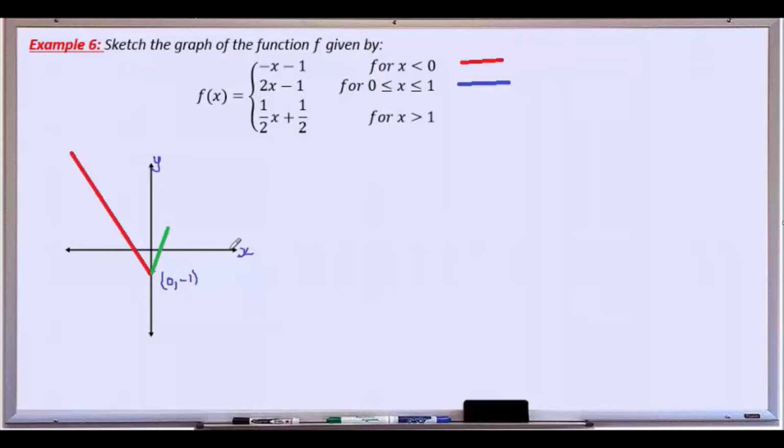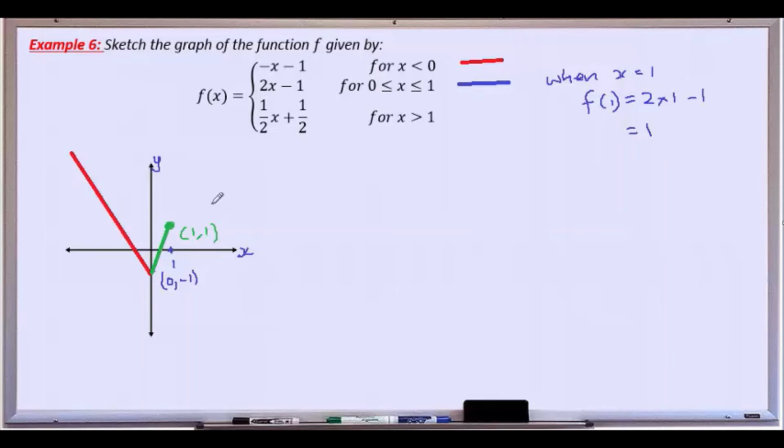where my x value will be 1. And when I substitute 1 into this equation, and I will use this equation because 1's included in this domain, then f of 1 will equal 2 times 1 minus 1, which is 1. So I know this point here, and it will be included. So I'm going to draw a green dot. Will be at 1 and 1.